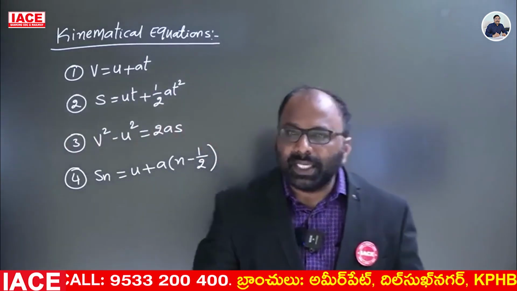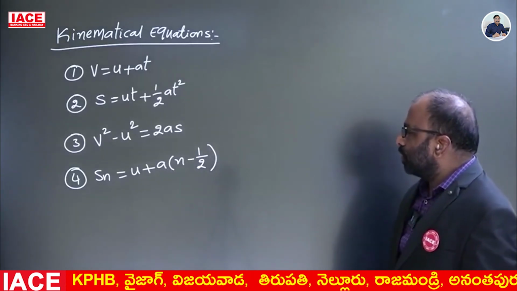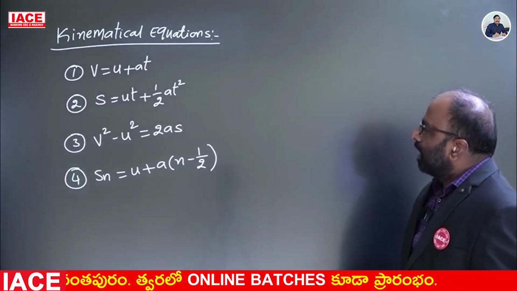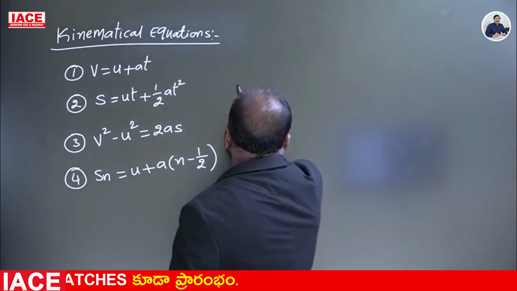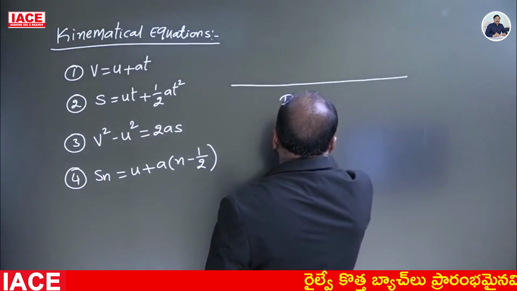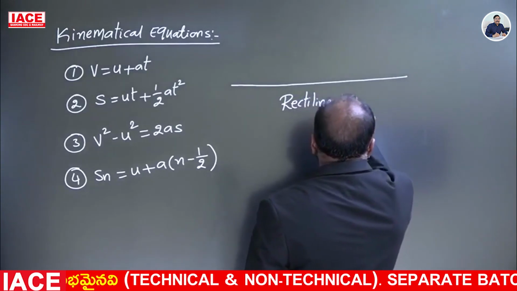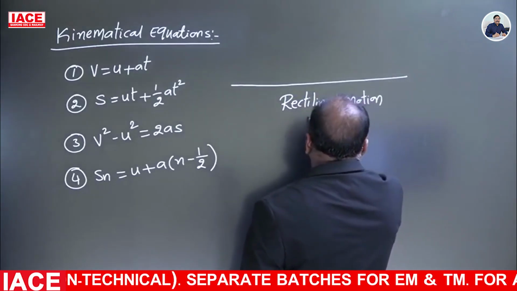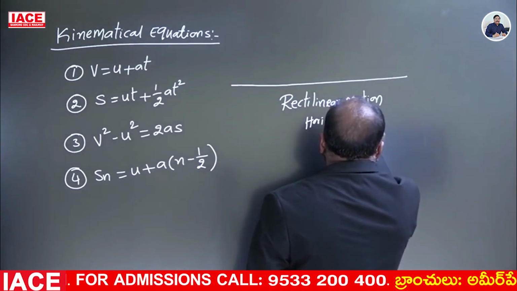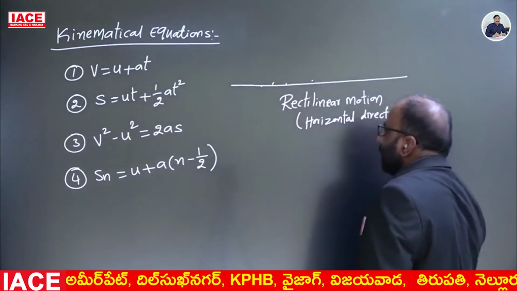V is equal to U plus AT. S is equal to UT plus half AT square. Third one, V square minus U square is equal to 2AS. Fourth one, Sn is equal to U plus A into (n minus half). These are the kinematical equations for an object traveling along rectilinear motion. This rectilinear motion is along the horizontal direction only. In this case, these are the kinematical equations.